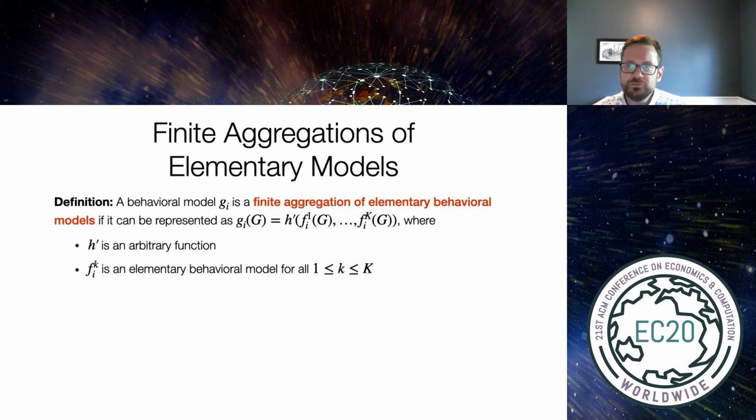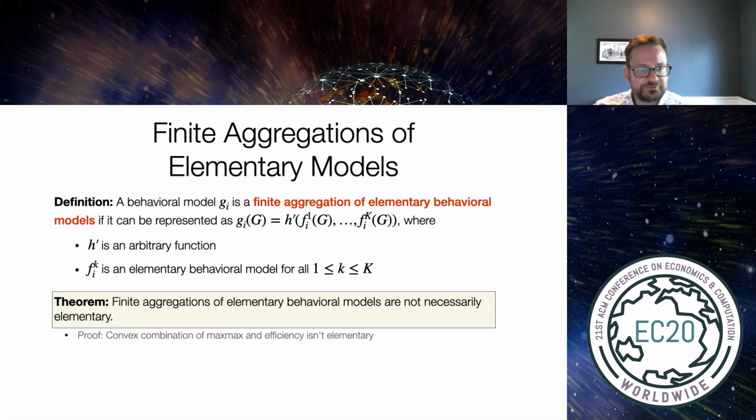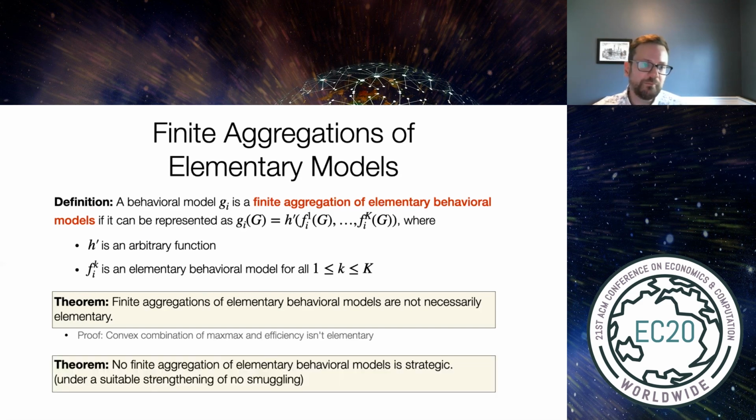Finally, you might wonder, can I aggregate these things? Can I use these elementary models as a building block to make another elementary model? It turns out you can't. Finite aggregations of elementary behavioral models are not necessarily elementary, and we can prove that with a counterexample. But the good news is they're also non-strategic. So if I aggregate a bunch of elementary behavioral models, I have something that may not be elementary, but it's still non-strategic. So in fact, this is a still larger class of non-strategic functions that are easy to check for.